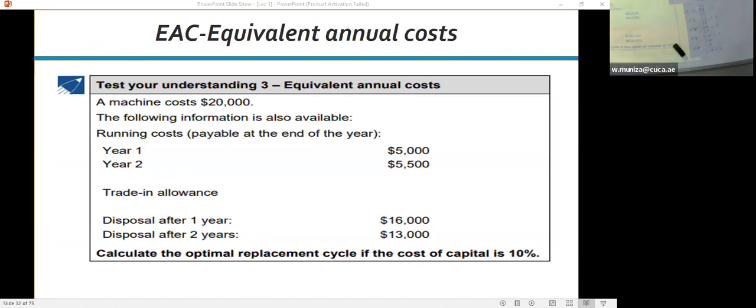Now here is a question. Quickly, we are going to see how we can apply the principles of EAC. The requirement of the question is to calculate the optimal replacement cycle if the cost of capital is 10%. So my dear students, you can see the scenario, read it.